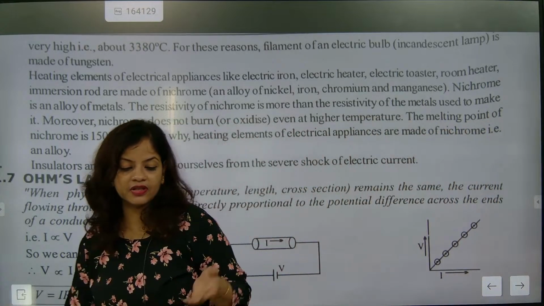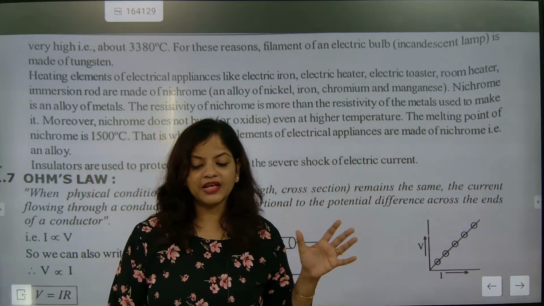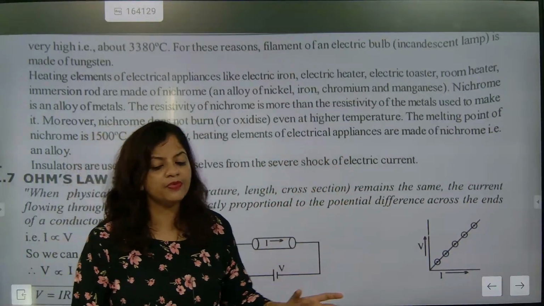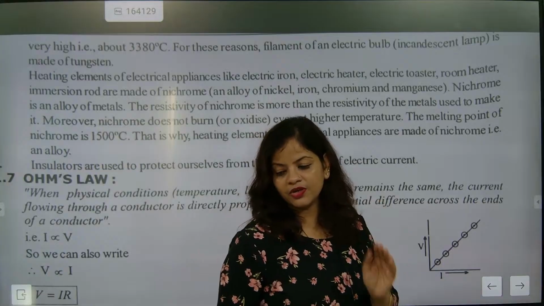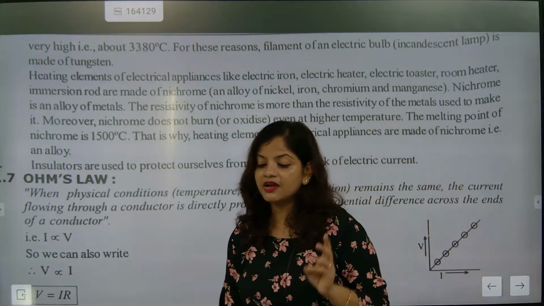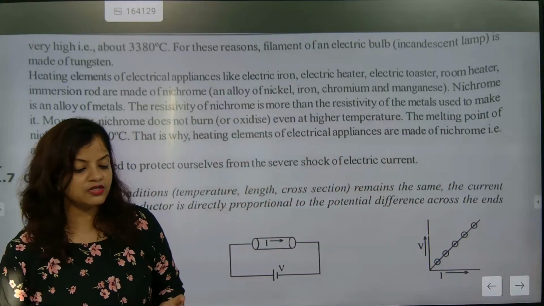Electrical appliances, specifically for heating purposes, what are we using? We are using nichrome, not constantan, not manganese. I hope everybody understood.